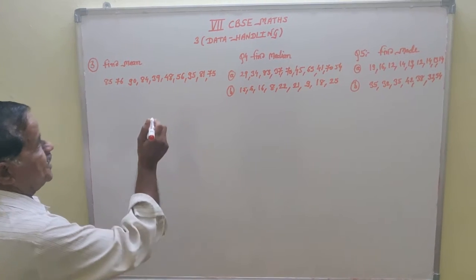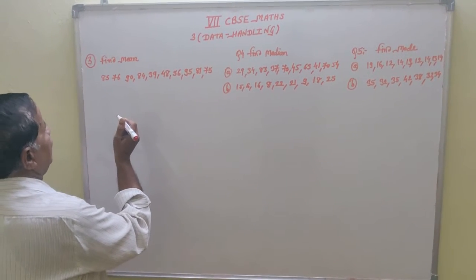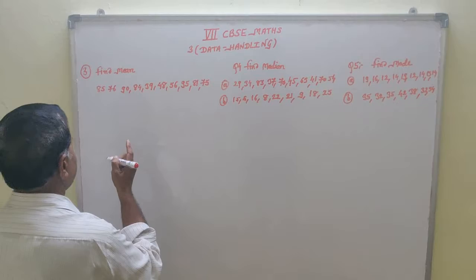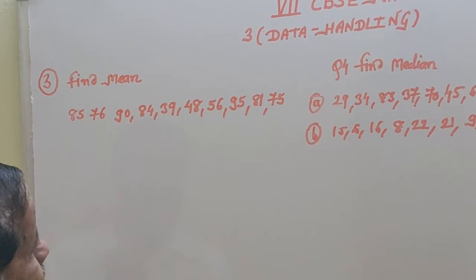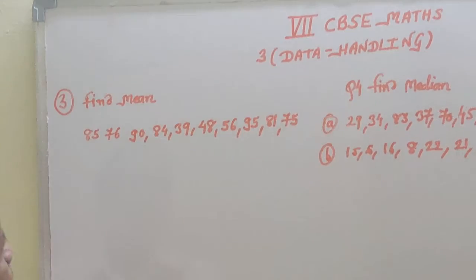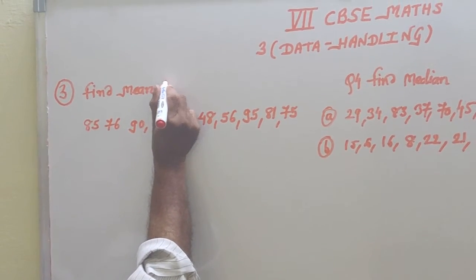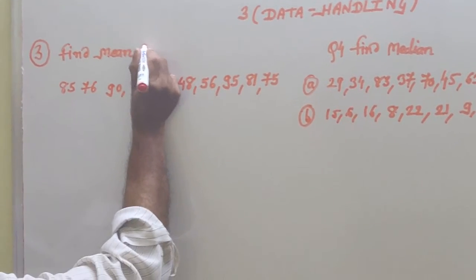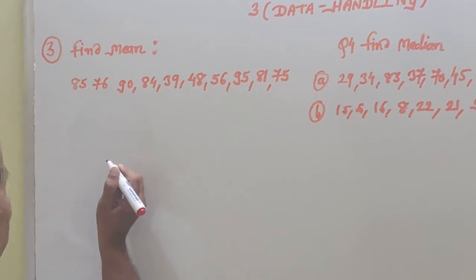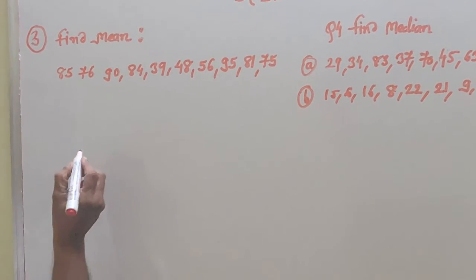Starting with chapter 3, data handling. The next topic: find the mean. This is a very important topic: mean, median and mode. After 7th standard you will come to this point in 9th standard, so you must know how to find the mean, median and mode.